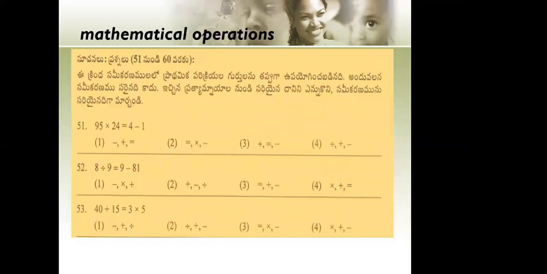So now the second area is mathematical operations. Here the questions are based on the fundamental mathematical operations, as you know: addition, subtraction, multiplication and division. The combination of these 4 operations is given in a jumbled way, which is not correct. Here, what is given to us is 95 of 24, which is equal to 4 into 4 minus 1. This is given, but it is not correct. You want to make it correct.